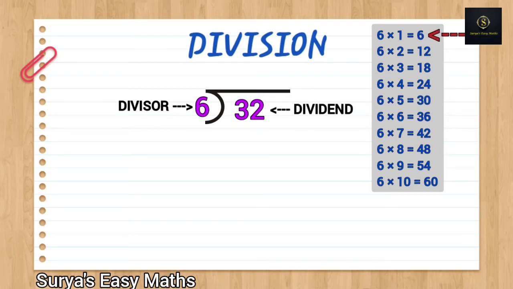6 ones are 6, 6 twos are 12, 6 threes are 18, 6 fours are 24, 6 fives are 30, 6 sixes are 36, 6 sevens are 42, 6 eights are 48, 6 nines are 54, 6 tens are 60. Dear children, observe carefully. We cannot see 32 in the table of 6.